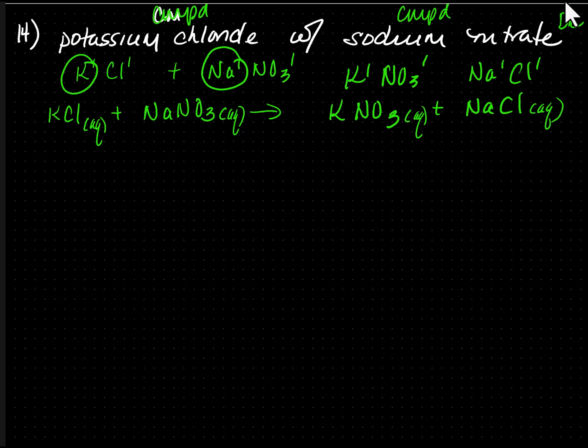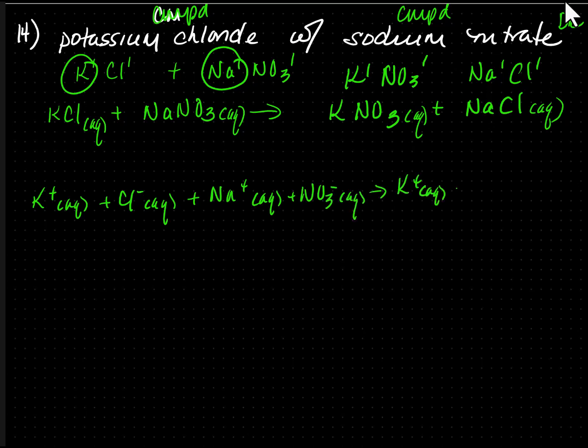Now we're going to break down everything that is aqueous except for weak acids. So it's going to be K plus AQ, Cl minus AQ, Na plus AQ, NO3 minus AQ, yields K plus AQ, NO3 minus AQ, plus Na plus AQ, plus Cl minus AQ. We just wrote the complete ionic equation.